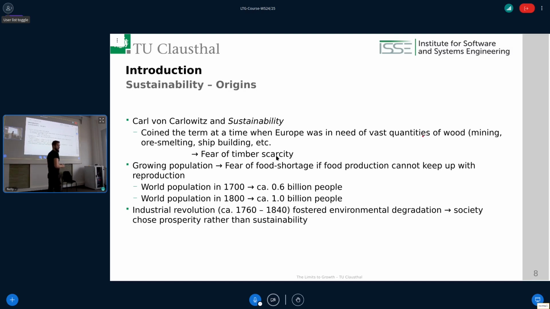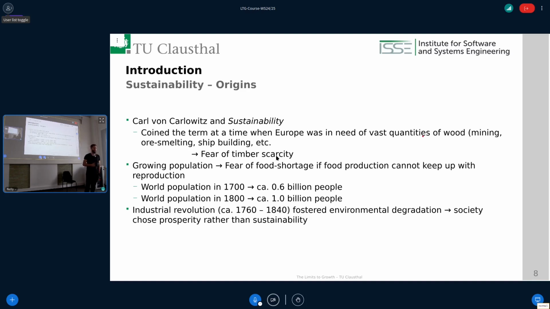In the 1700s, we had something like 0.6 billion people, which is not much compared to what we have now. 100 years later, we almost doubled. And another 200 years later, we're somewhere between 8 and 9 billion. So double, double, double, double, double, double. And that, of course, makes the scarcity problem a more pressing issue.